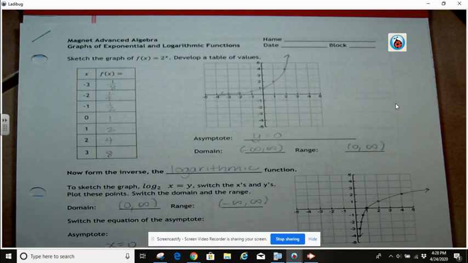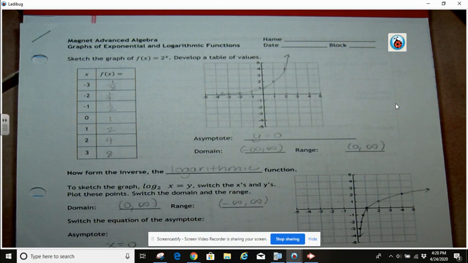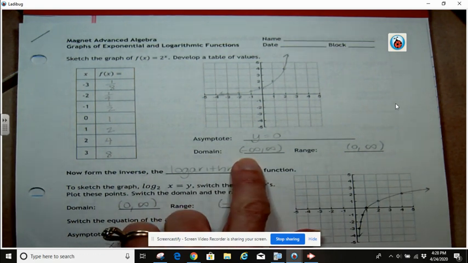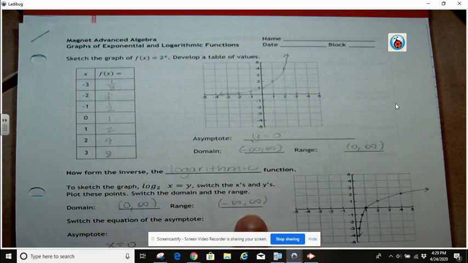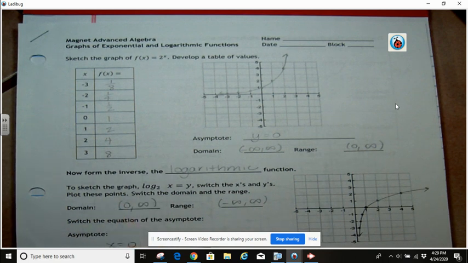So if you take the table of values from up here, for inverses, everything to do with inverses is about switching x and y. Back when we did inverses, I said that over and over. Anything to do with inverses is about switching x and y. So if the domain of our exponential function is negative infinity to infinity, then that would be the range for its inverse function. If the range is 0 to infinity, then it's the domain for the inverse function.